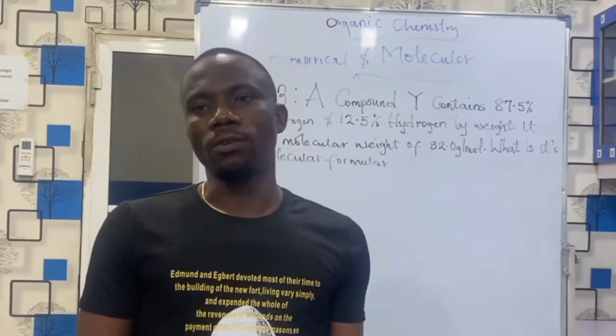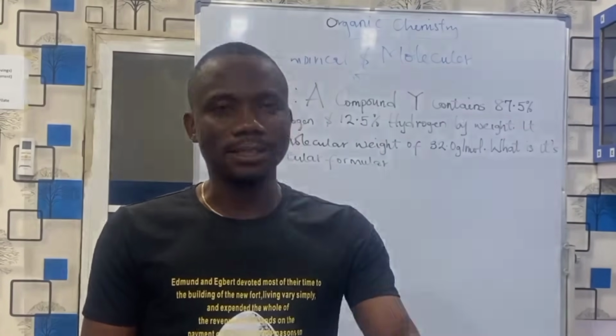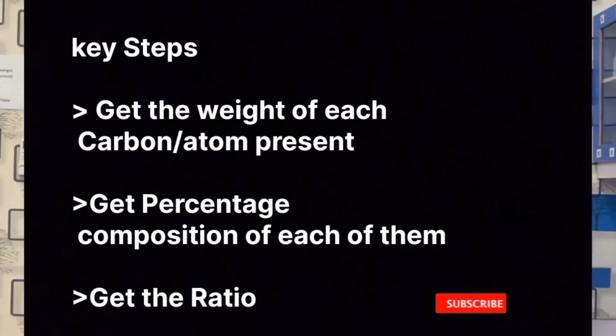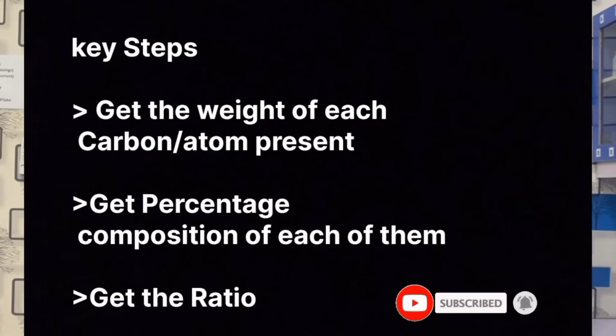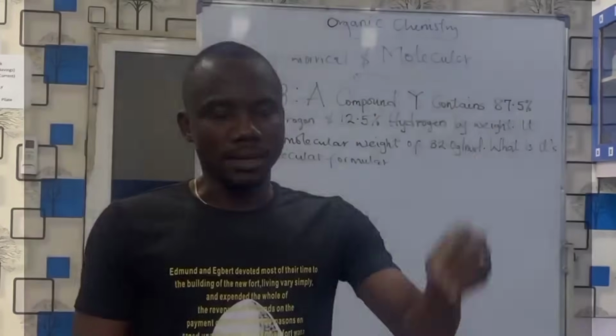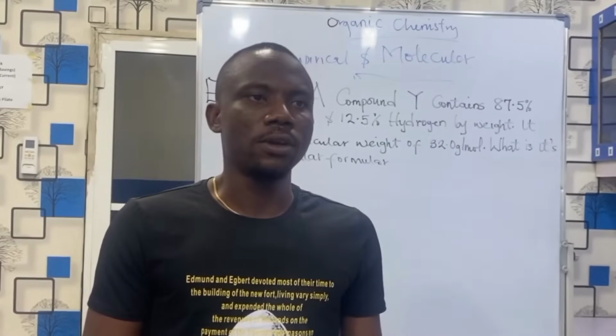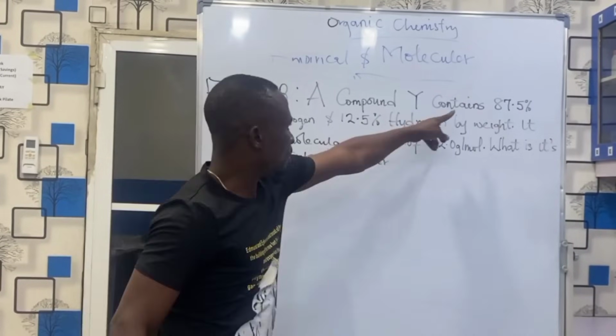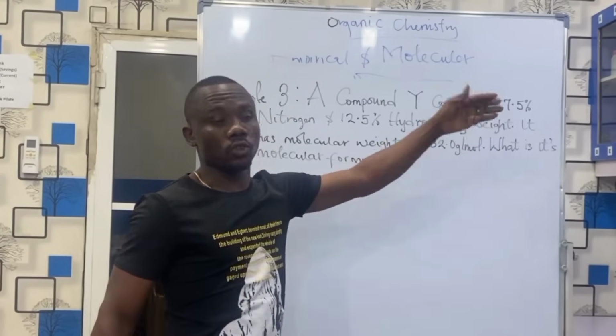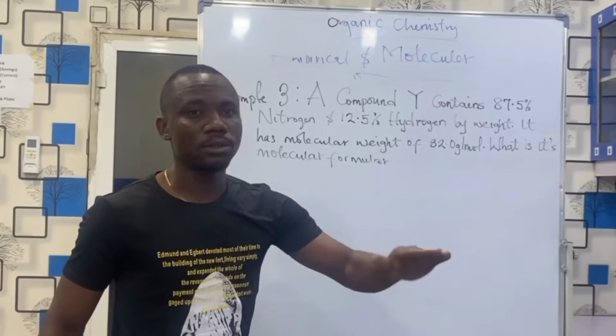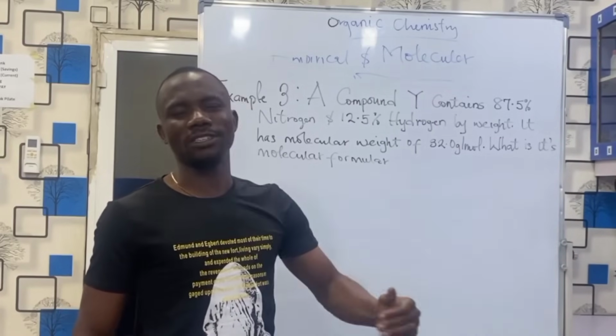So irrespective of the question, as long as it deals with the empirical and molecular formula, these steps must be checked. First, get the weight of each atom present. Second, get the composition of each of them. And then, of course, number 3, get the ratio. Very importantly, this has already been done. They have already given us the percentage composition. So step 1 and step 2 are done. We are going straight to step 3, which is the ratio.